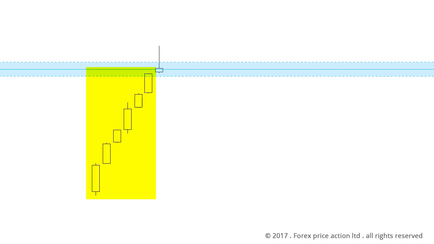So when buyers run into sellers, what happens? They fall into a struggle. Buyers can no longer move up, but sellers are not yet strong enough to counter buyers. So we get indecision forming on top of this resistance area. So again, who is in control of price? It is undecided. Buyers are no longer in control, but sellers are not in control either.